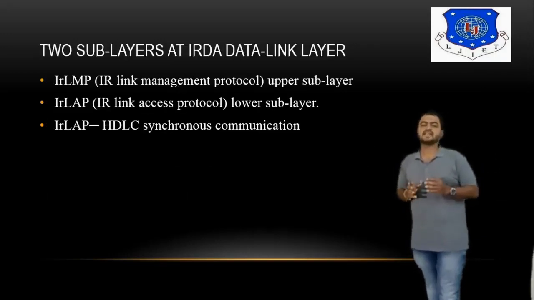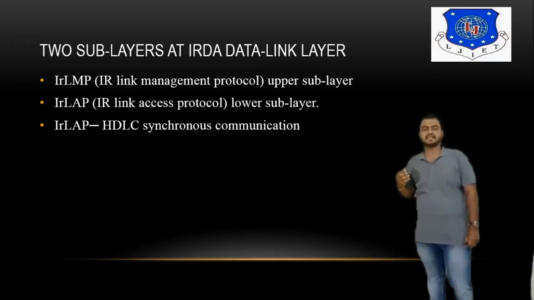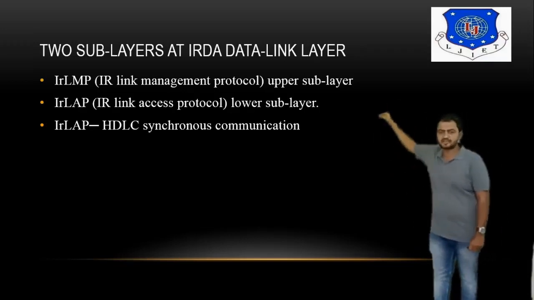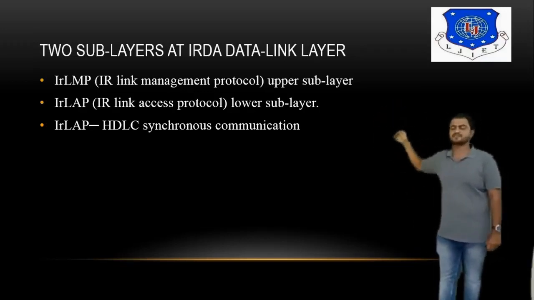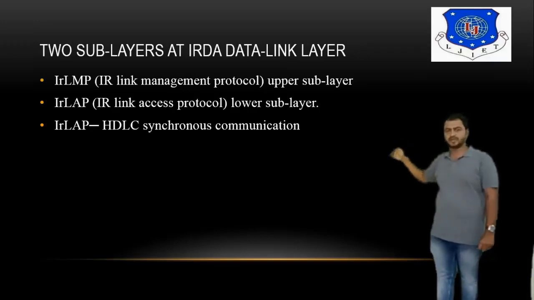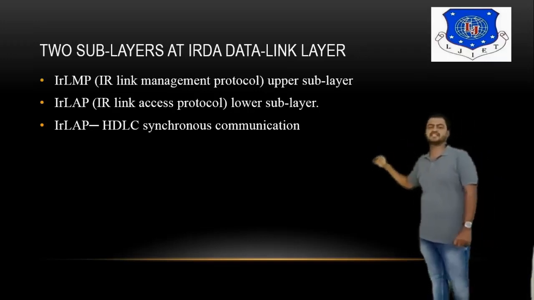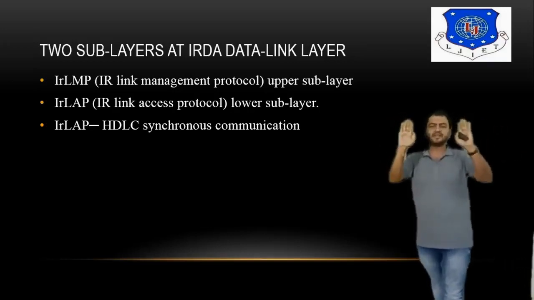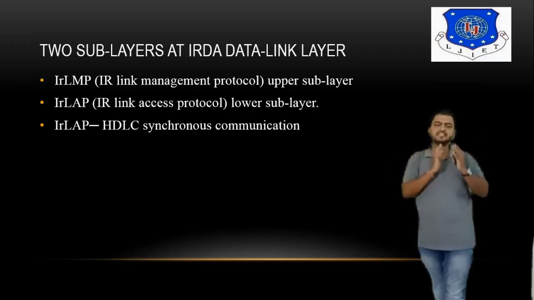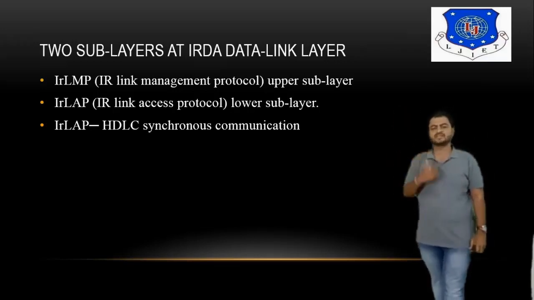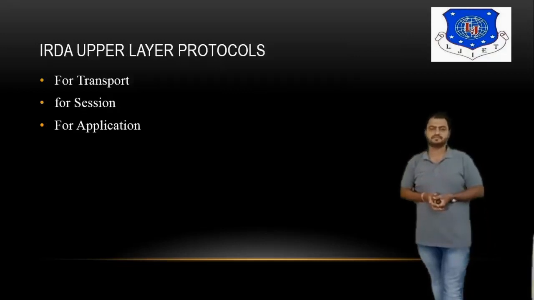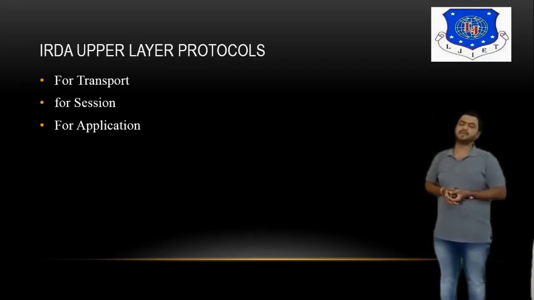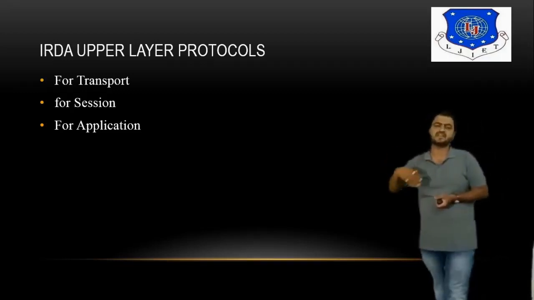There are two sub layers in the IrDA data link layer. IrLMP means IR Link Management Protocol, which is called the upper sub layer. IrLAP, IR Link Access Protocol, is the lower sub layer, and it uses HDLC synchronization communication. So basically there are two sub layers, and we have to provide communication from the upper sub layer to the lower sub layer. In terms of the IR upper layer, we are talking about the transport layer, session layer, and application layer. So it is used for transport, for session, and for application.